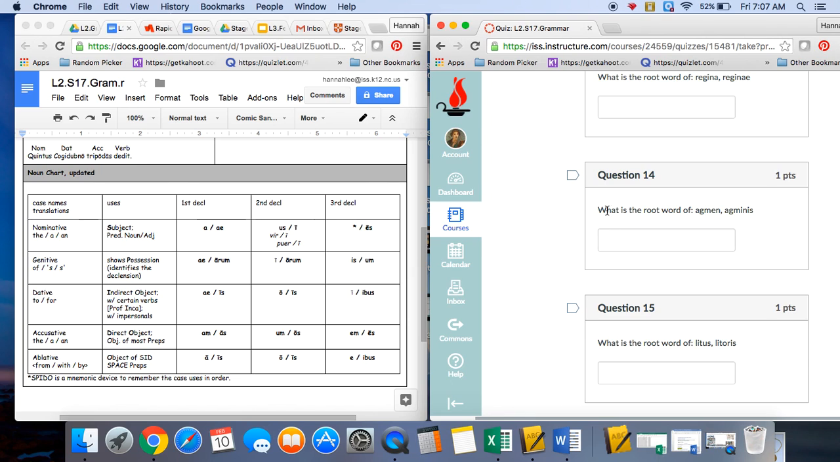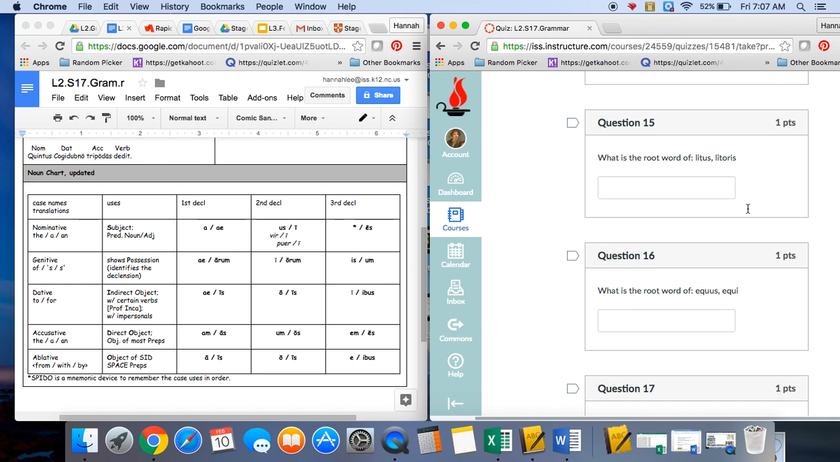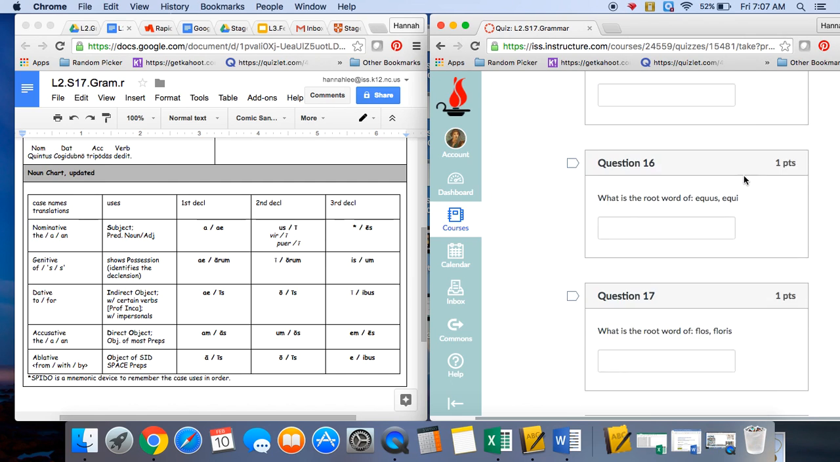Number 14, we're trying to find the root word of agmen. We can't use agmen to find the root word. You go to the second spelling, take off the ending. A-G-M-I-N. I-S was the ending. Agmen. Number 15, the root word of litus. You don't use litus to find the root word. That's the star spelling. You go to the second spelling and take off the ending. I-S is the ending, so L-I-T-O-R becomes the root word.